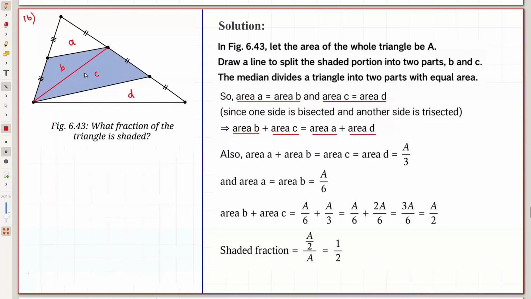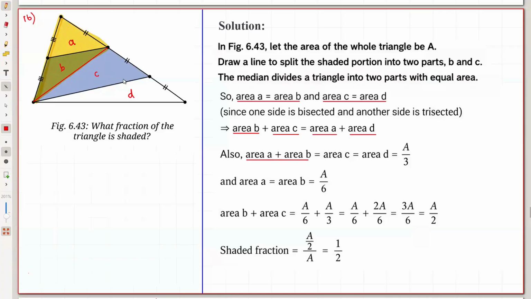Now, if you are adding A plus B in the whole triangle, if you add these two, it will become a single triangle like this. This single triangle, I'm just adding A plus B. If I add A plus B, it's equal to the area of the triangle C, the same as the area of the triangle D.